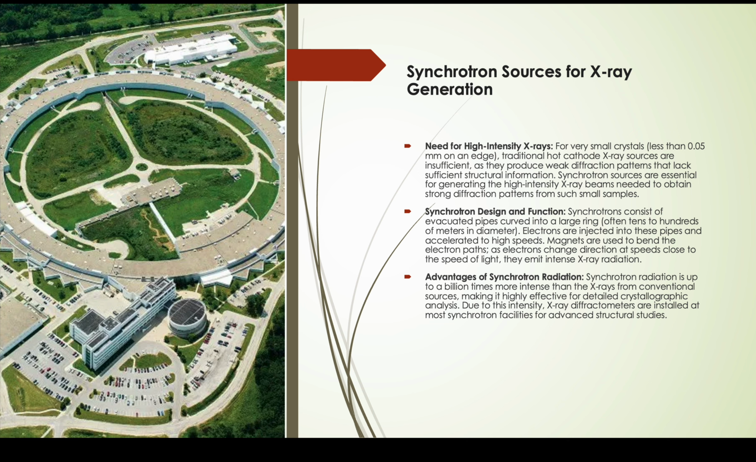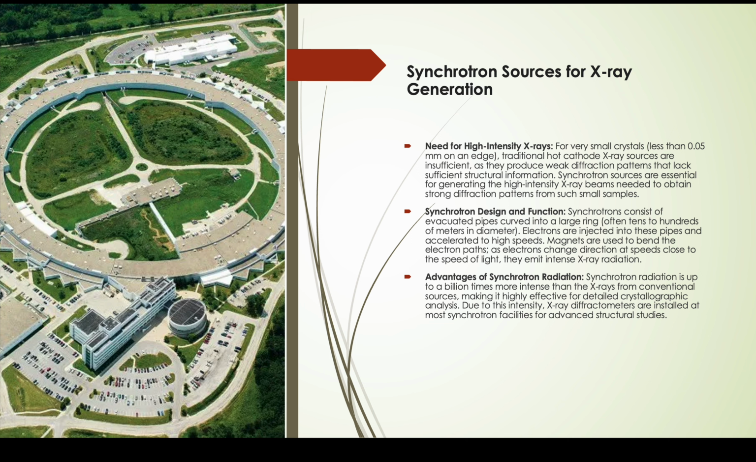Upon accelerating, we can make them reach close to the speed of light, and at such speed, magnets are used here to bend the electron path. Electrons change direction at speeds close to the speed of light. They emit intense X-ray radiation. So we can get high energy X-ray radiation from the synchrotron sources.